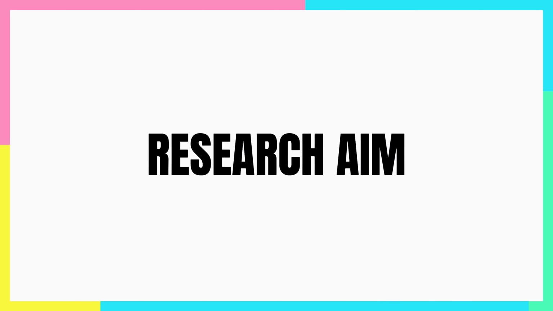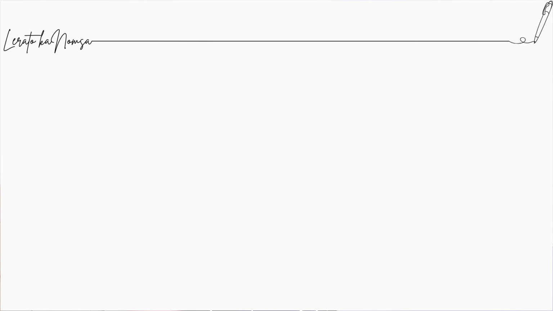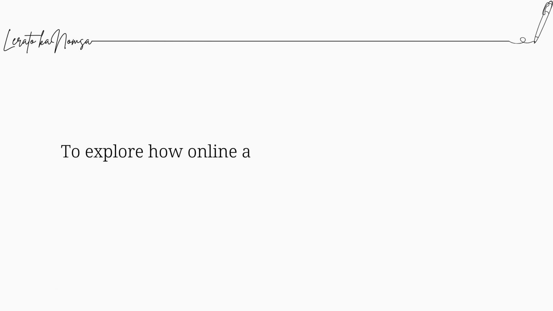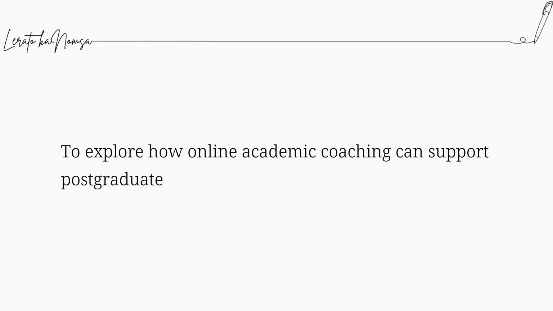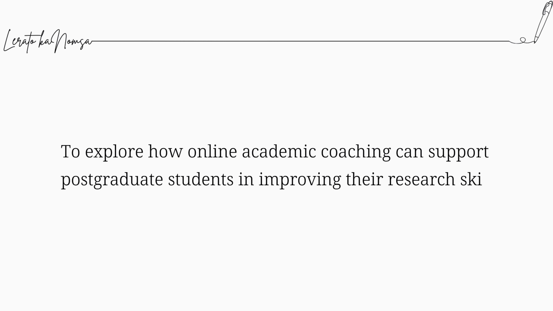And immediately after that, you can move to the aim of the study, because now you've painted the problem, and now you need to tell us what your study is aiming to do. The objectives, remember, are breaking down the aim into smaller actionable pieces. So our aim here, for example, could be to explore how online academic coaching can support postgraduate students in improving their research skills and academic outcomes. So you see, the aim is still a little bit broad, but is very specific on what it wants to do. Right. Then we move to objectives.